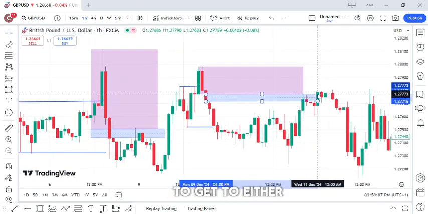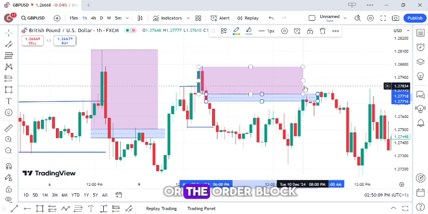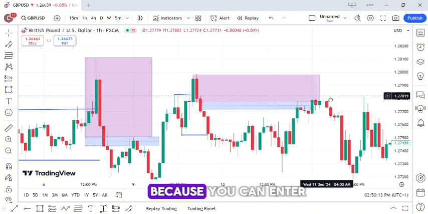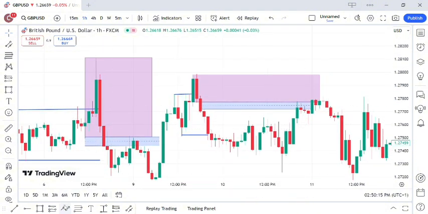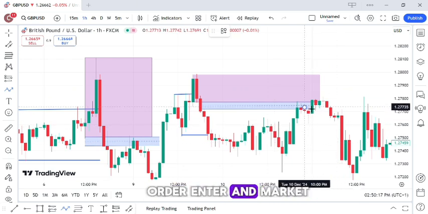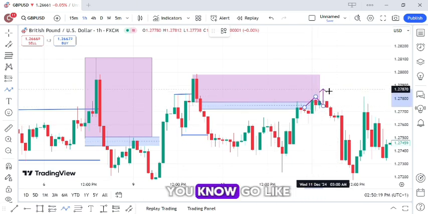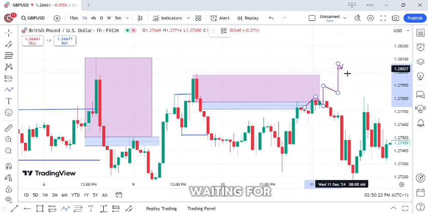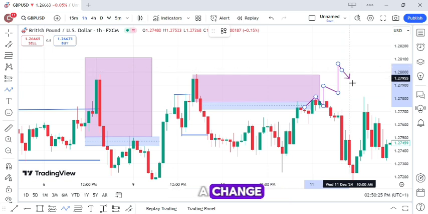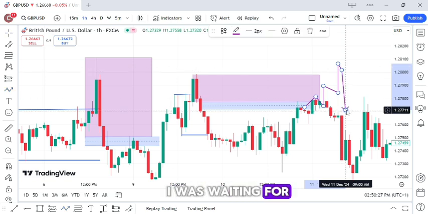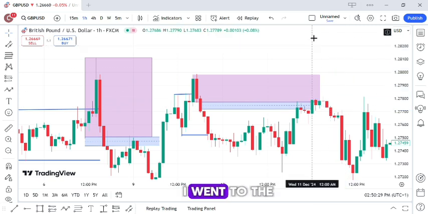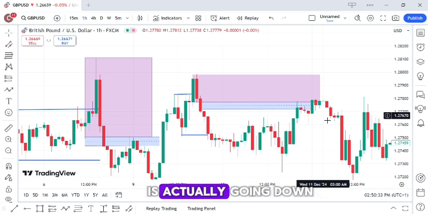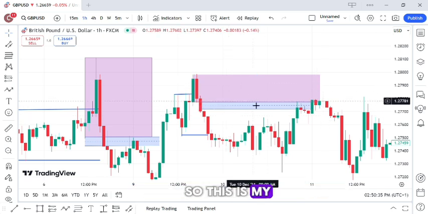to get to either the fair value gap or the order block. And mind you, I still didn't enter when price got to this point, because you can enter the trade now. You can set your pending order, enter, and market will just go like this and take you out again. So what I was waiting for was a change of character. I went to the 15-minute time frame to get a change of character, indicating that this market is actually going down. So this is my point of interest.